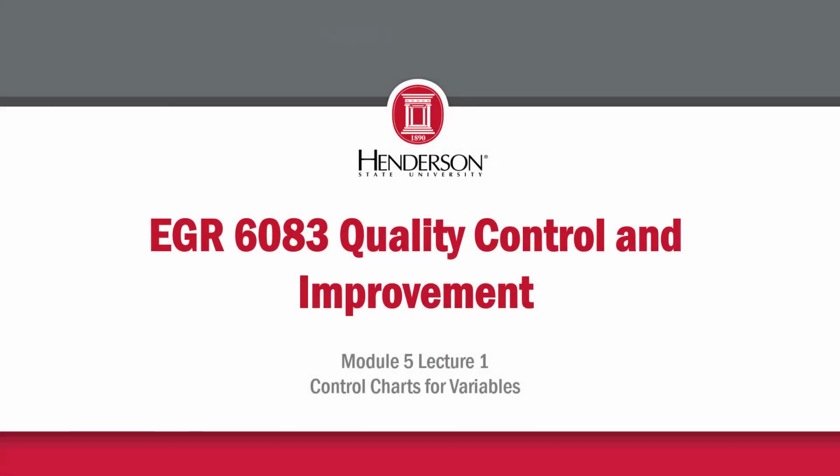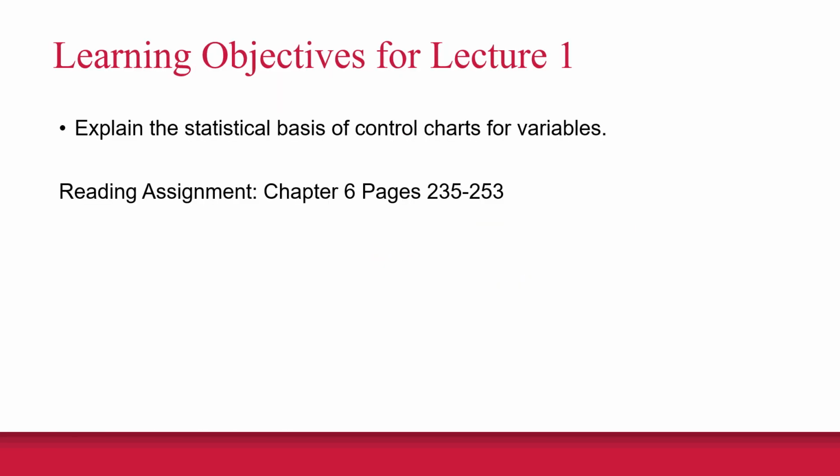Quality control and improvement, module 5, lecture 1, control charts for variables. Language exercise for lecture 1 to explain the statistical basis for control charts for variables. Reading assignment is chapter 6 in the Montgomery book, pages 235 to 253.